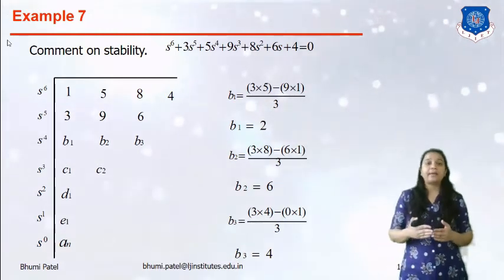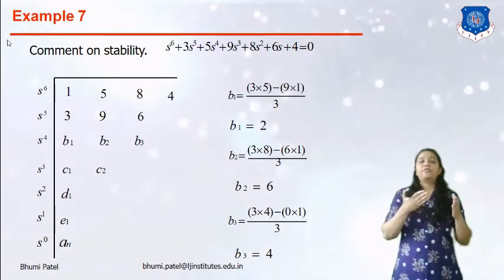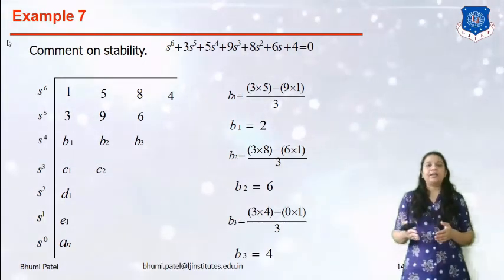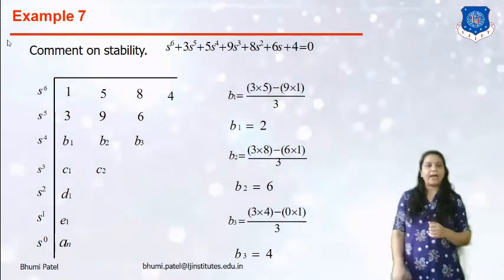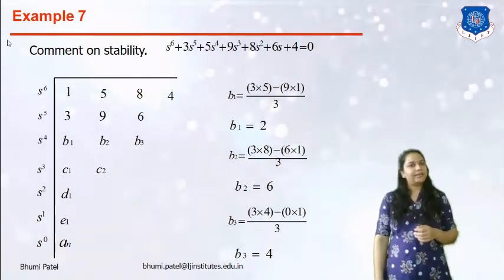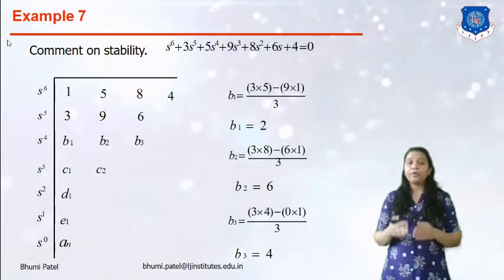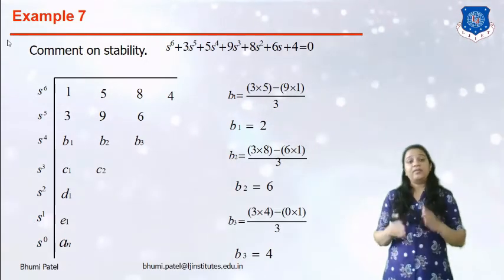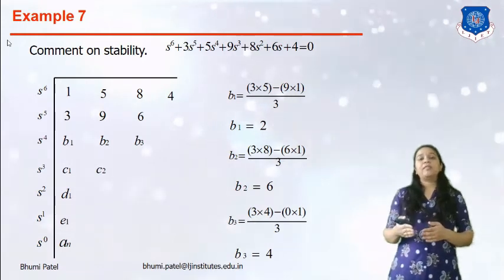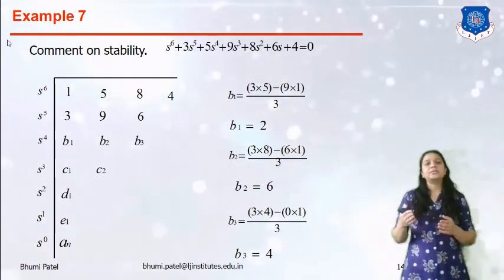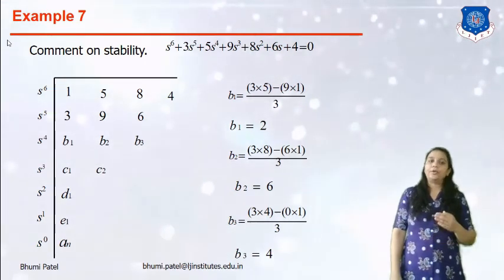So first our target is to find the values of b1, b2 and b3. For b1 we cross multiply: 3 into 5 minus 1 into 9 divided by 3. So we get b1 is equal to 2. Now for b2 we do not consider the second column. We consider the first and the third column values. So the equation will become 3 into 8 minus 1 into 6 divided by 3. So we get b2 is equal to 6.